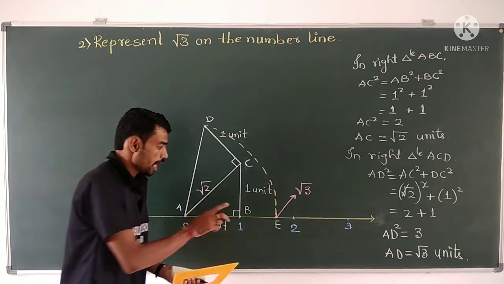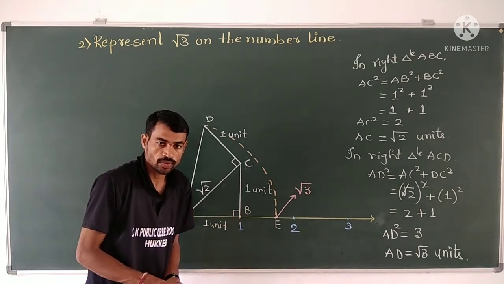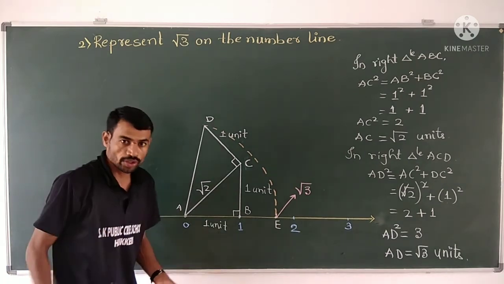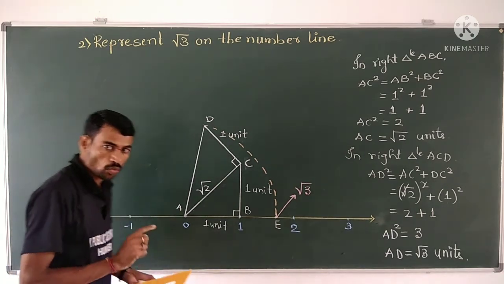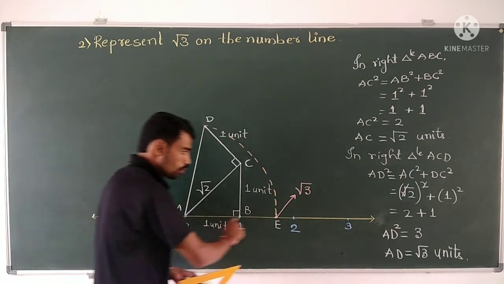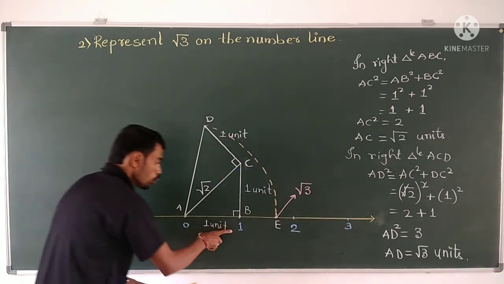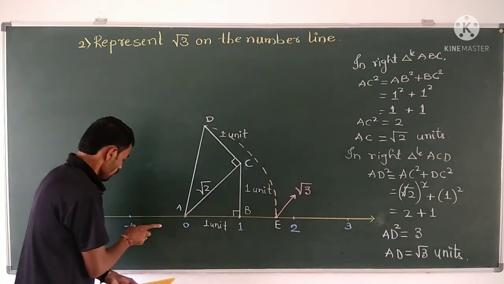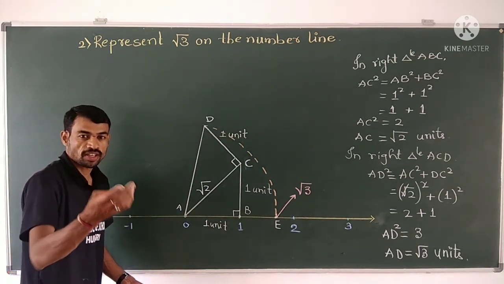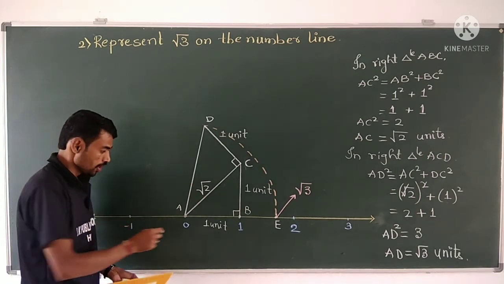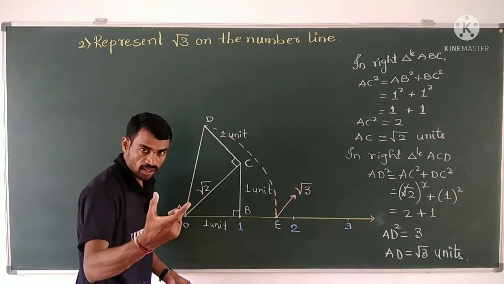Dear students, I hope you understood this one. So once again, I will explain how to represent root 3 on the number line. First, what you need to do? We have to draw the number line and we have to make units. You can take minus 1, 0, with 3 cm as 1 unit, or 2 cm as 1 unit. 0 to 1, again the same unit.